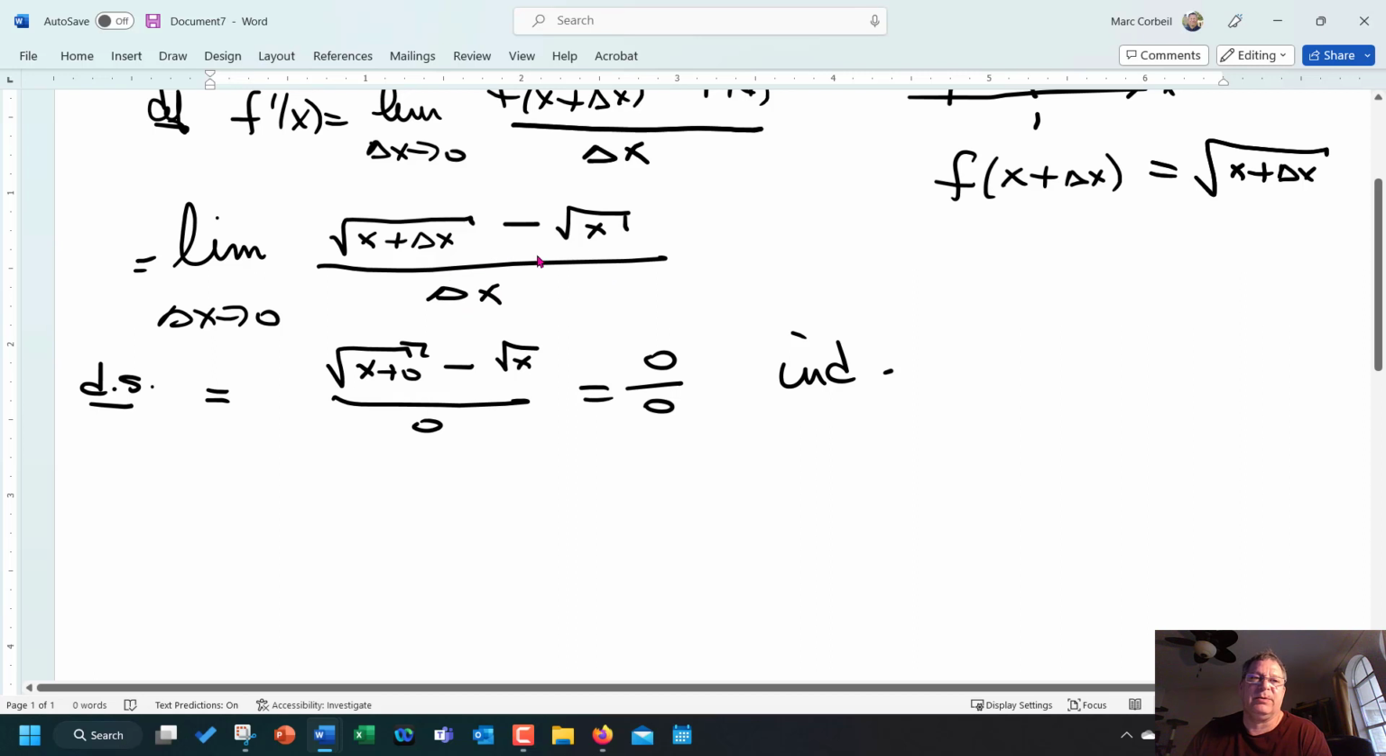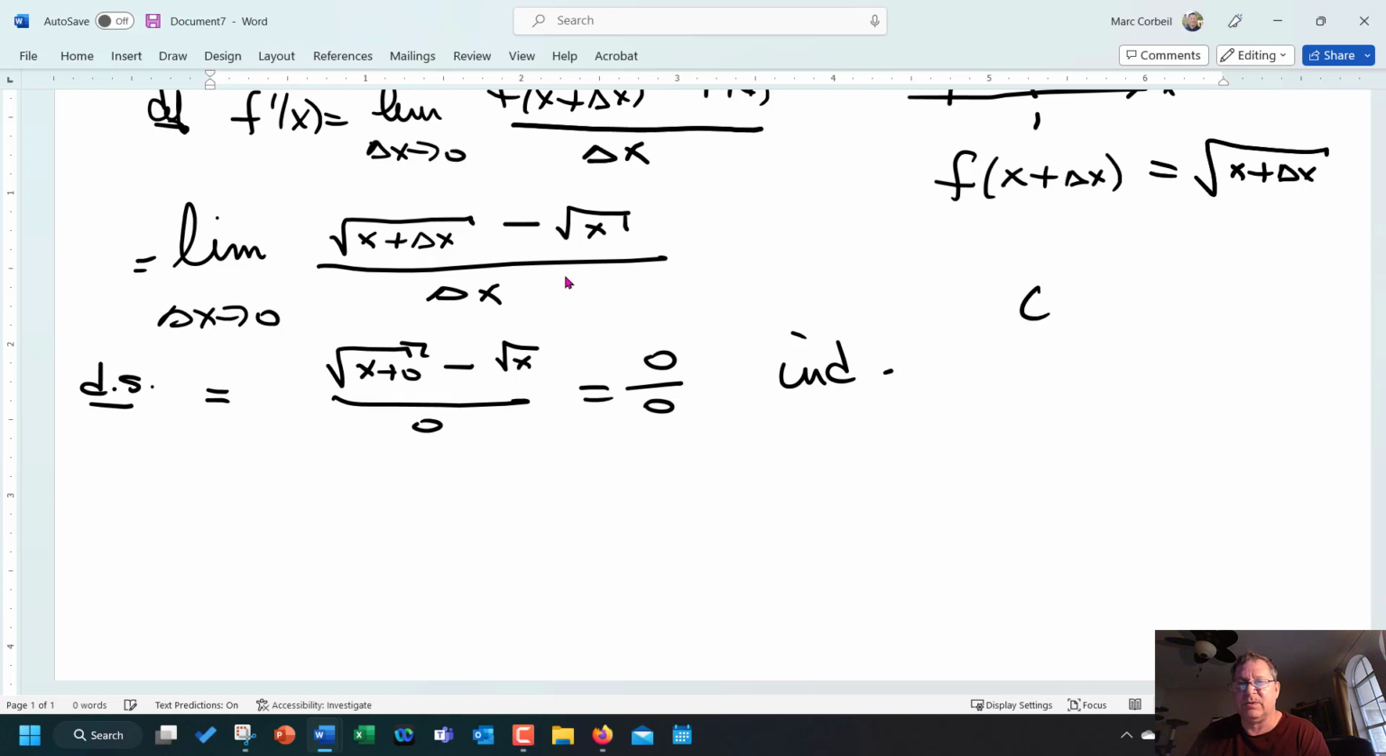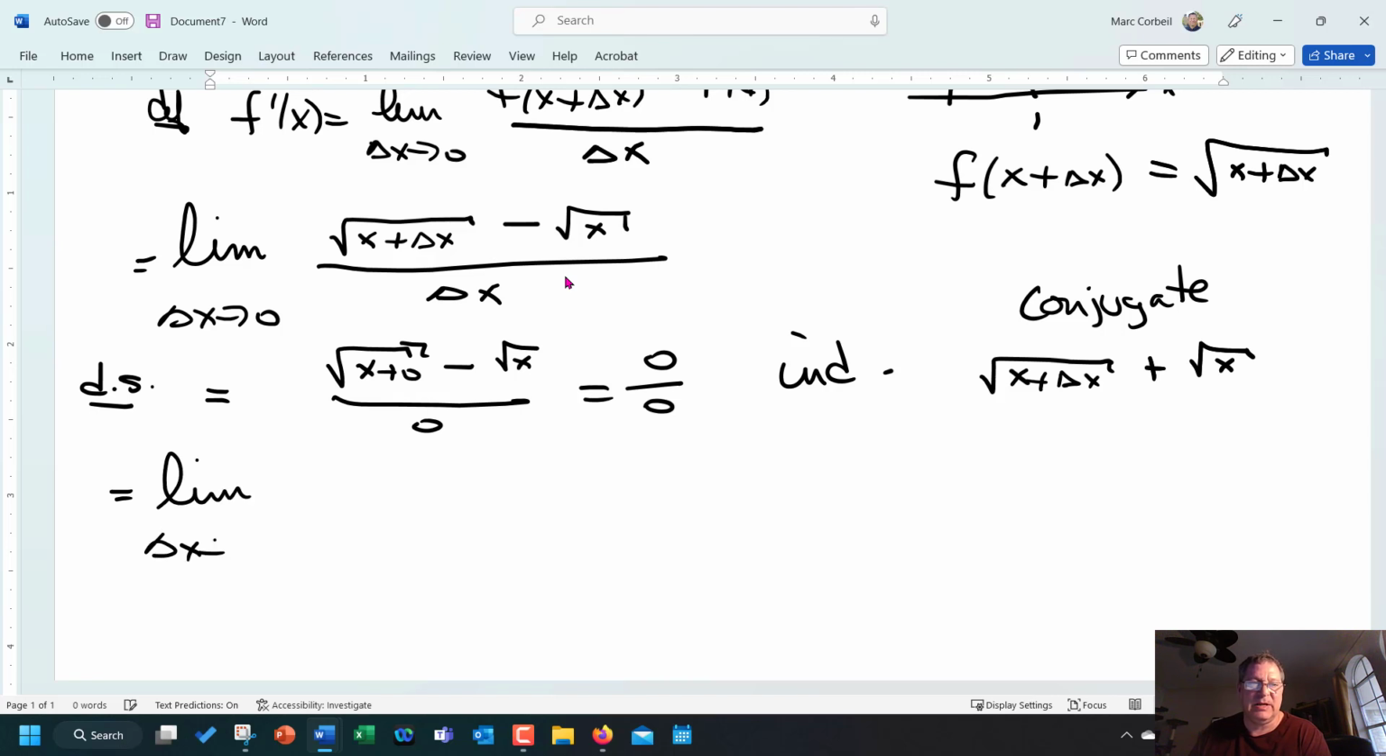When you have square roots, the best way to manipulate square roots is to multiply by the conjugate. Remember? Conjugate. The conjugate of the square root of x plus delta x minus the square root of x is the positive version of it. The conjugate is going to be the square root of x plus delta x plus the square root of x. So we're going to use the conjugate, the same expression but with a plus sign, and we're going to multiply top and bottom, numerator and denominator.